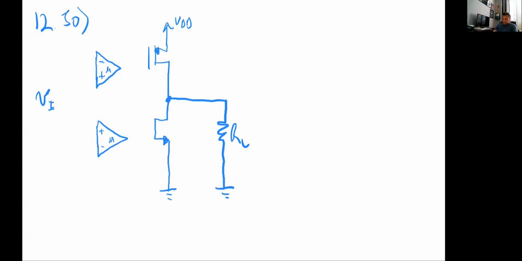and then here we have a PMOS, and here we have a load, and here we have some feedback here, and then our input is going into the error amplifiers here.